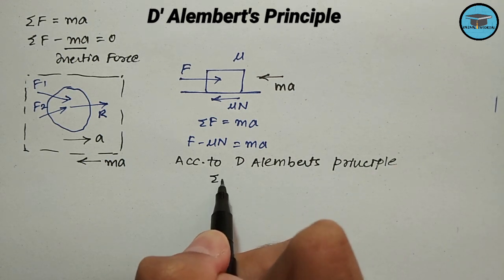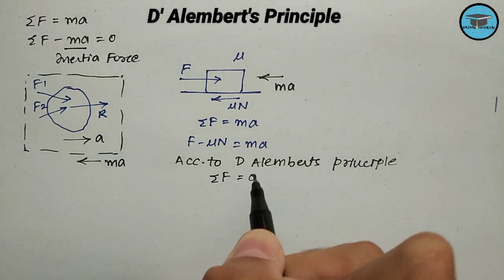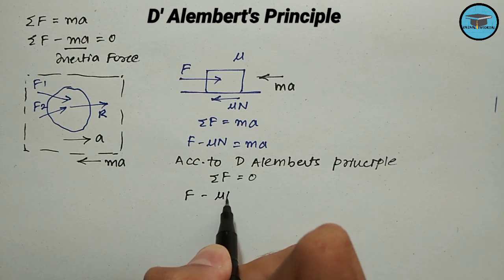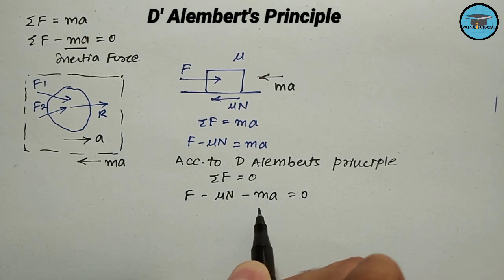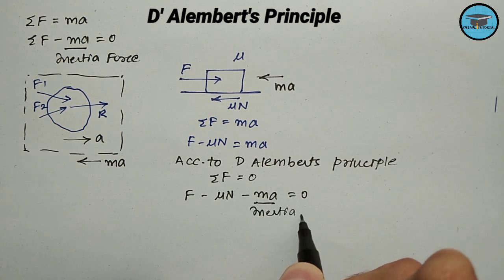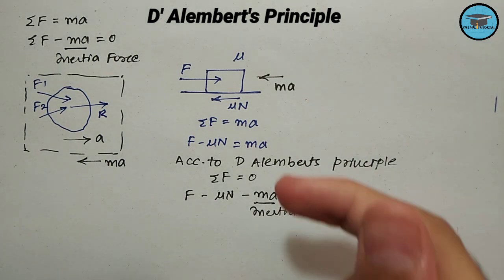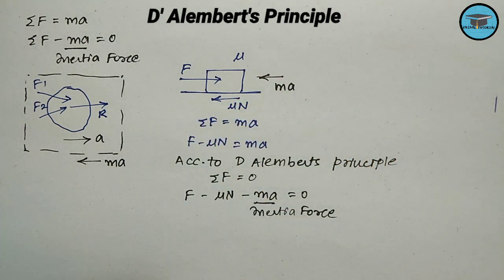sigma F equals 0. Here the summation of the forces consists of F minus mu N minus m into a, equal to 0, and this ma is nothing but an inertia force. This inertia force is a fictitious force, that is a pseudo force, which we consider to be acting on the body to maintain the body under equilibrium, that is dynamic equilibrium.